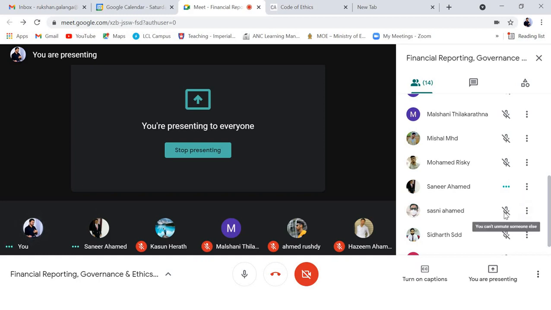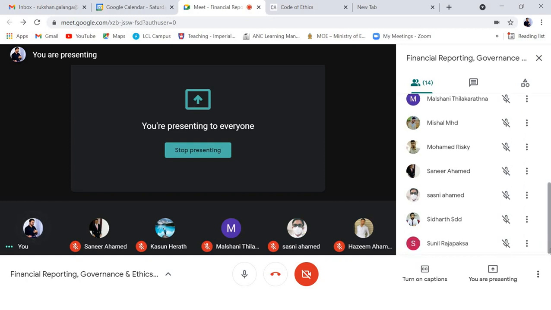Then Sasni. Fair value through OCI, initial measurement. Initial measurement at fair value, and the transaction cost should be added to the fair value. Subsequent measurement at fair value, and changes in fair value should be recognized in OCI. Very good, right? Okay. Siddharth, what about the amortized cost? Initial measurement fair value, transaction cost added to the asset. Subsequent measurement amortized cost, and the difference to P&L. Very good, right.